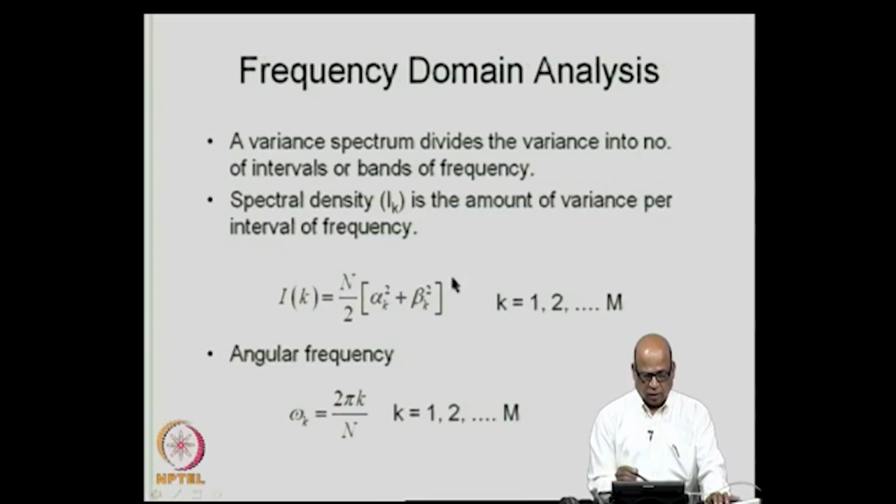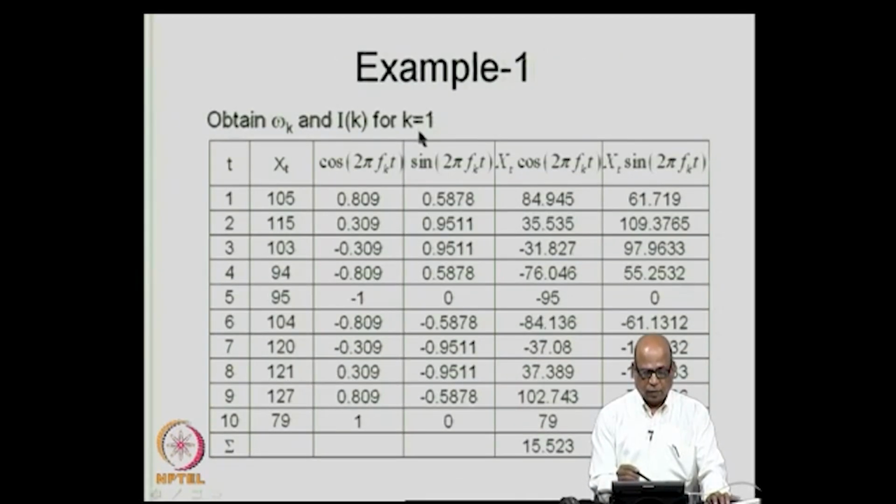What are we doing here? We are looking at this expression, I k is equal to n by 2 into alpha k square plus beta k square. So, for a given value of k, we determine alpha k and beta k, and for that given value of k, we are determining I k. So, the example is for k is equal to 1. So, for a given k, first determine f k as k by n and then apply these expressions. So, x t cos 2 pi f k t, x t sin 2 pi f k t, and you get summations here.